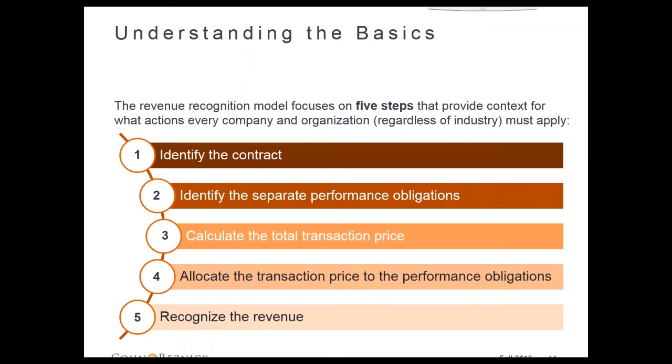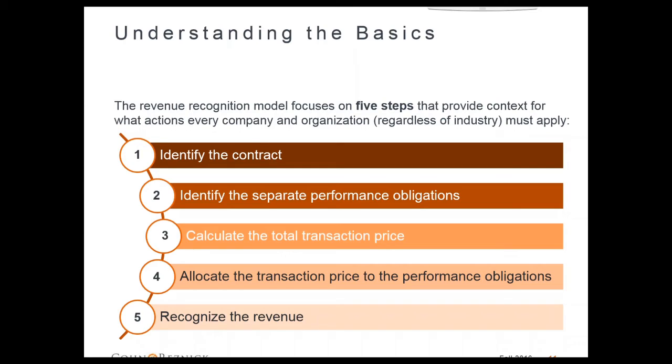Understanding the basics. The revenue recognition model focuses on 5 steps to provide context for what actions every company and organization, regardless of industry, must apply. Those 5 steps are identifying the contract, identifying the separate performance obligations, calculating the total transaction price, allocating the transaction price to the performance obligations, and recognizing the revenue.